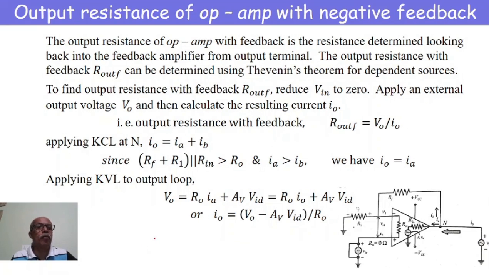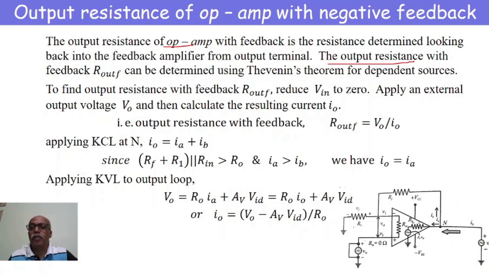Similarly, we have one more topic, that is the output resistance of op-amp with negative feedback. Similarly, we derive an expression for the output resistance with feedback in terms of output resistance without feedback. Now, in order to derive this, we have considered a circuit, and this is the circuit having op-amp with feedback.